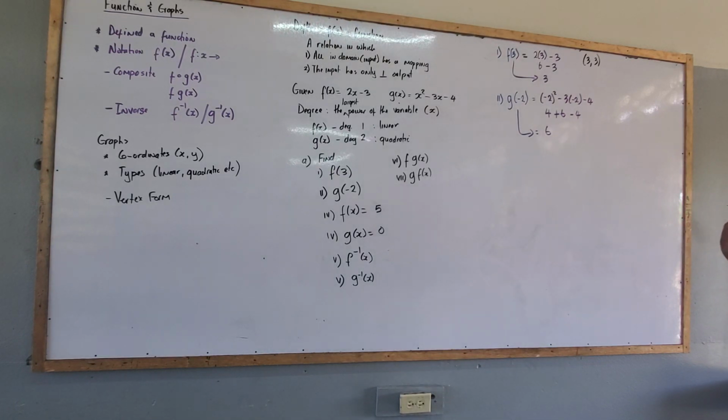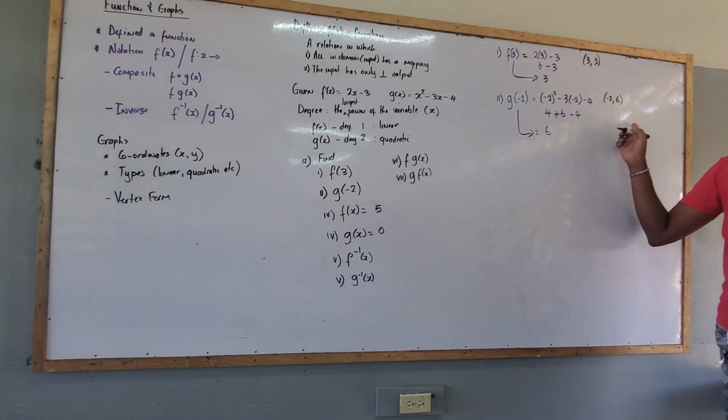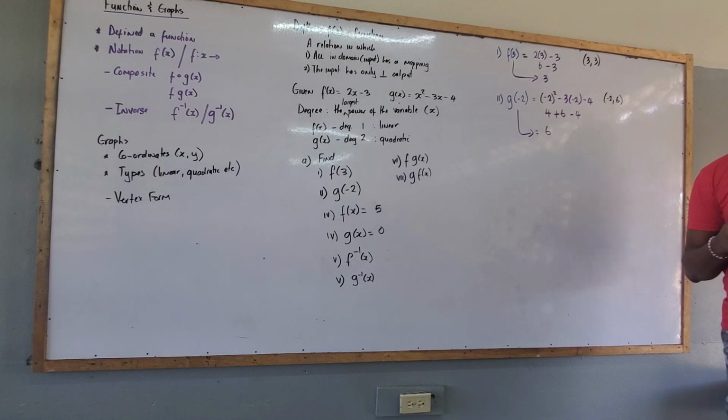Which will give me a point. What will be the point for this? Negative 2 is the x and the y value now will be 6. So this will be a point on the function of g.